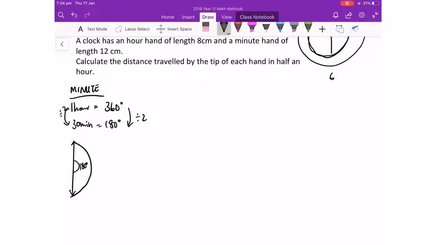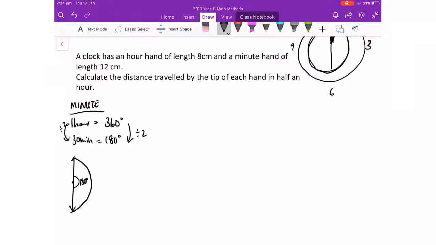The radius, which is talked about here, so the length of the minute hand I'm looking at in particular, is 12 centimeters. So 12 here and 12 here, the total length is 24. Realistically, we just want to know how far the tip of the hand has traveled, so that's basically the arc length. I'll do that in red for you.